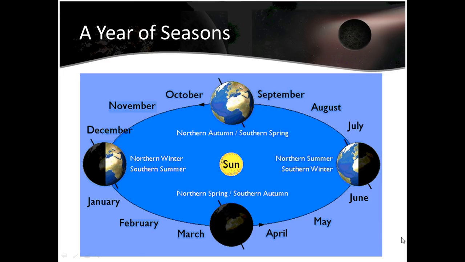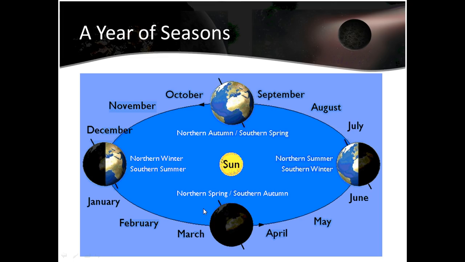Here is a look at a year of seasons. Again, the middle, we have the sun, Big Mac Daddy guy. He doesn't move. He just stays put. But the Earth is revolving around the sun as it rotates as well. As it rotates, we have days and nights. As it revolves, we have seasons. Let's start with March, since that's where we are now.